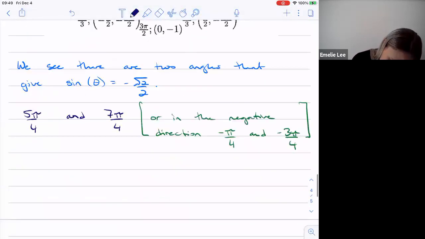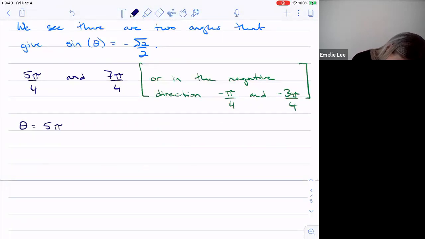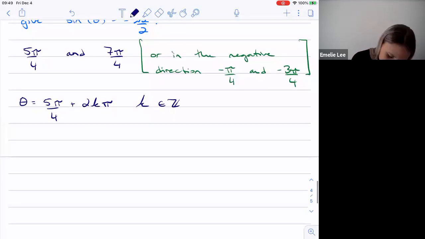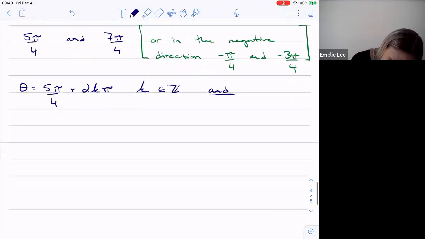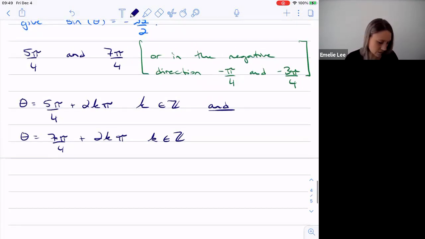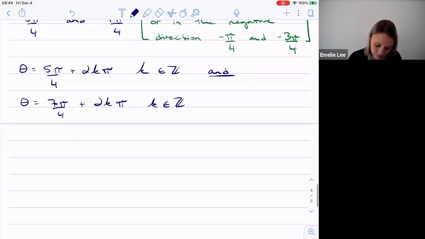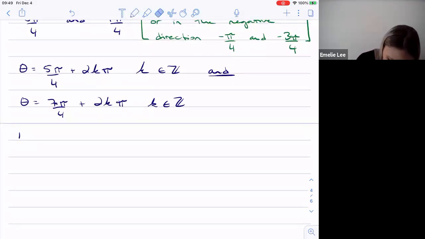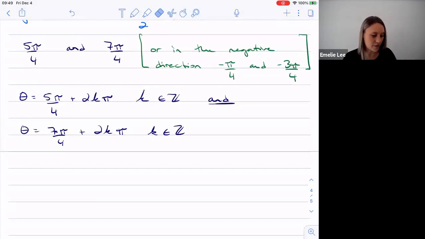So theta is 5 pi over 4 plus 2k pi, where k is in the set of integers, and theta is 7 pi over 4 plus 2k pi, where k again is in the set of integers. Okay. I think that's good. I'll leave this example for next day.